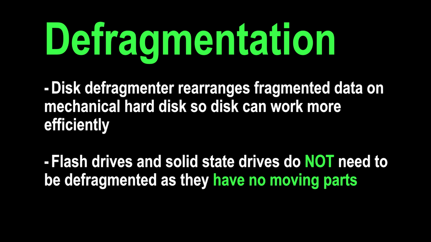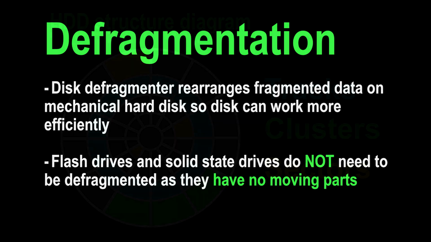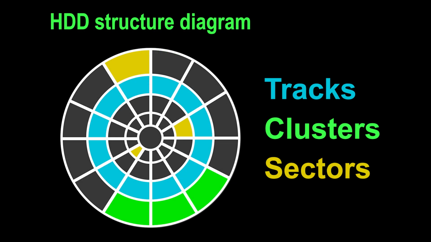Defragmentation. The disk defragmenter rearranges fragmented data on a mechanical hard disk so it can work more efficiently. Flash drives and solid-state drives do not need to be defragmented, as they have no moving parts. This is a diagram of a hard drive structure, which is useful for understanding defragmentation.